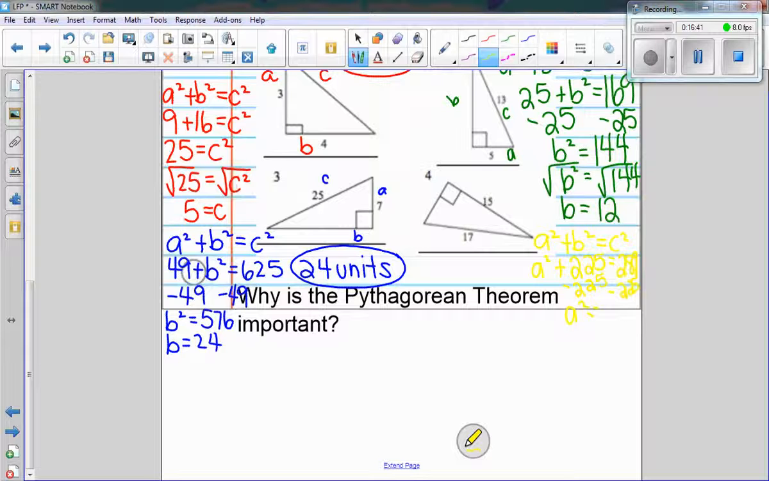Garrett, what did you figure out that a squared was equal to? Did somebody figure out what a squared is equal to? Megan, what'd you get? 64. Yeah. So therefore, what would a be equal to? 8. Yeah. So this one would be 8 units.